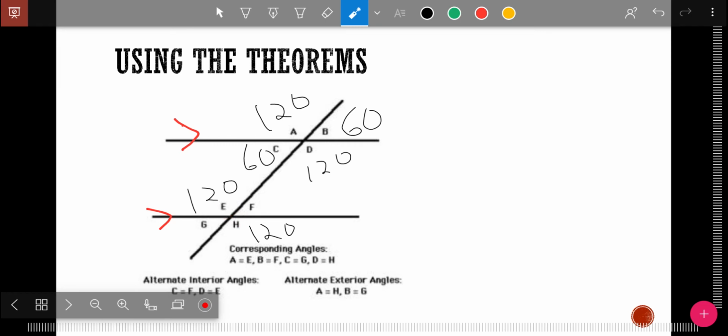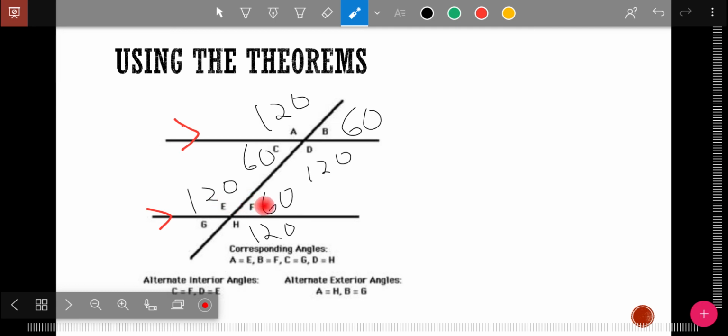Right. F is 60. And so you could say you saw that because it's alternate interior with C. You could say you saw it corresponds with B. You could say same side interior with D because they add up to 180. You could say linear pair with H. They add up to 180. You could say linear pair with E.